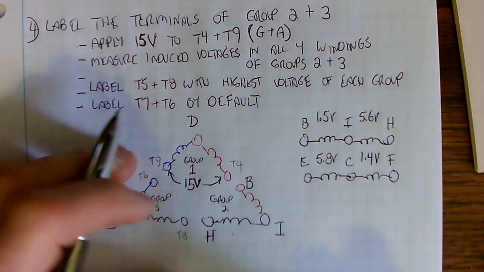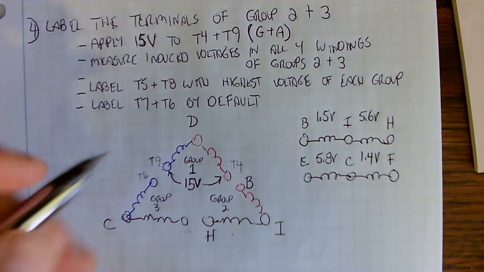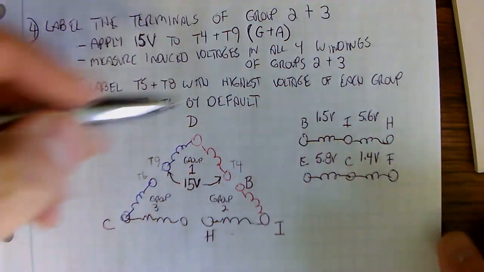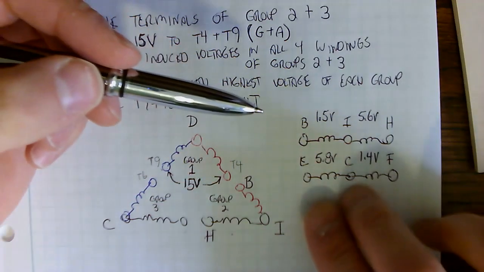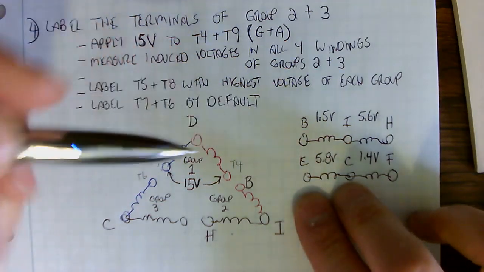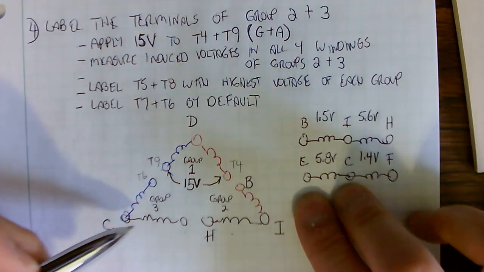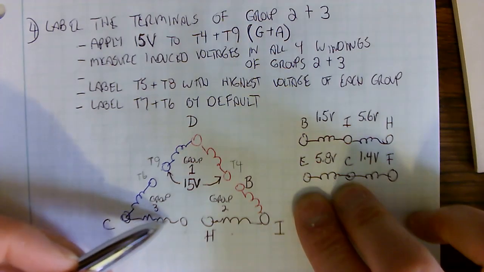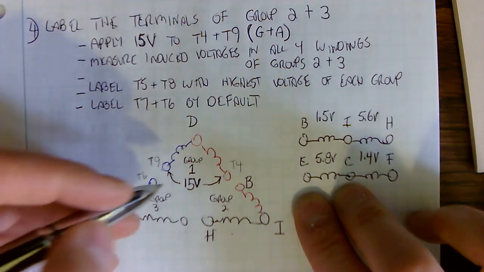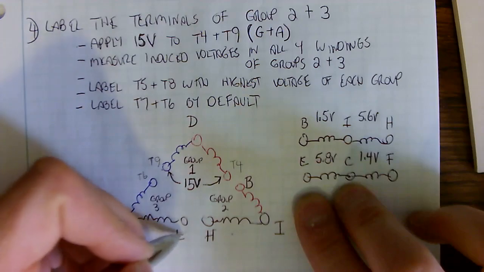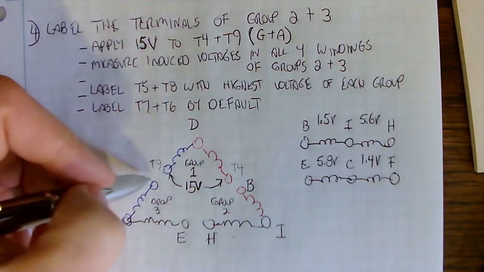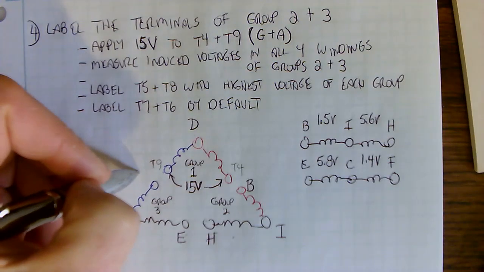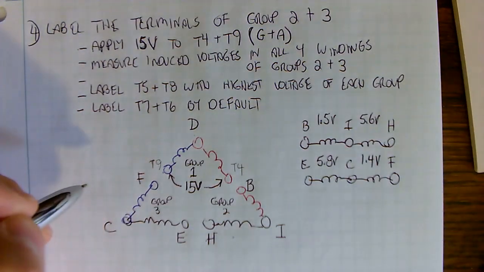And then we're going to do the same process over here. So hopefully you guys can tell me what's going on. So C to F is 1.4, C to E is 5.8. If we want the highest voltage from T3 to T8, then it makes sense that this would be the E terminal, and then by default this is going to be the F terminal.